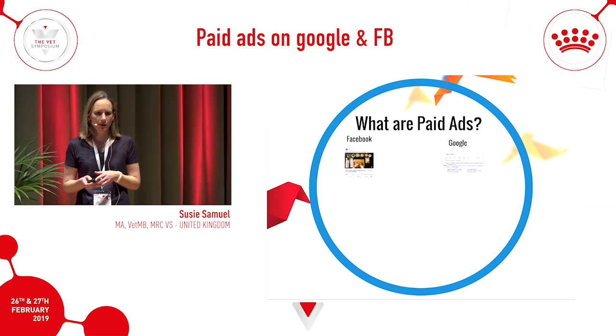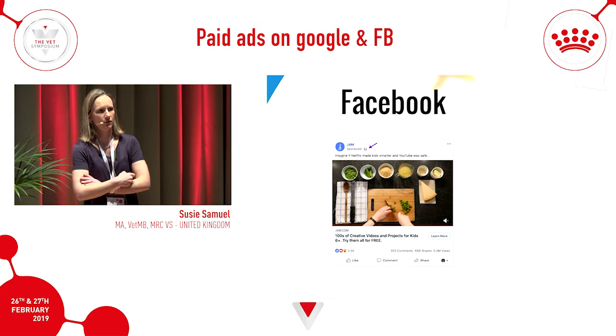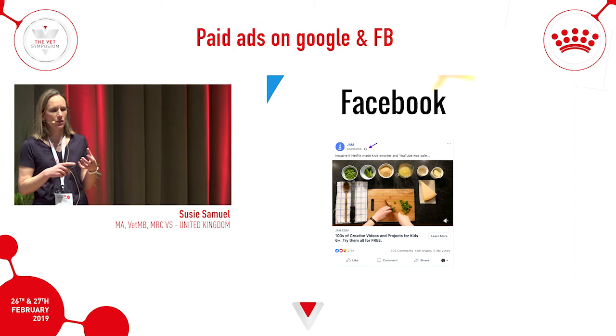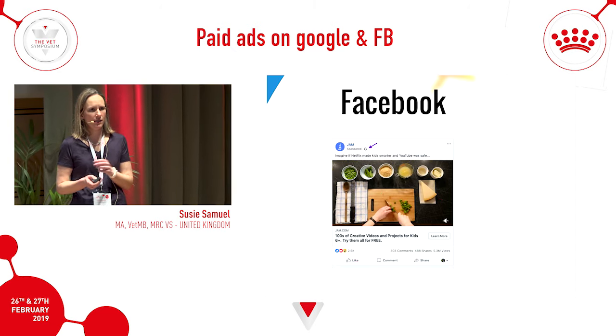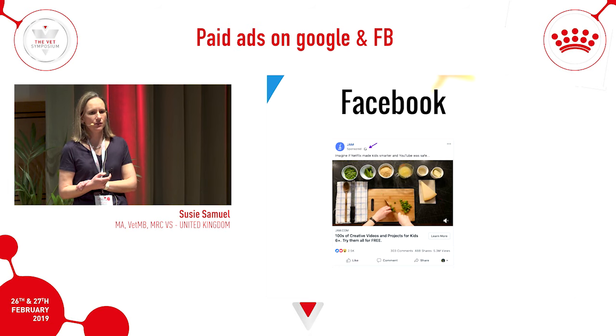So what are paid ads? We're looking today at Facebook ads and Google ads. So this is an example of a Facebook ad. So when you log on to Facebook and you're looking at your news feed, you might see something like this in your news feed. And then you'll see that little word there, sponsored. This shows you that this is a paid ad. So the reason that you're seeing this content is because those people have paid Facebook to show it to you.